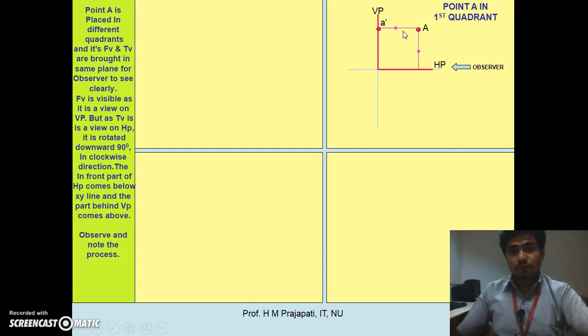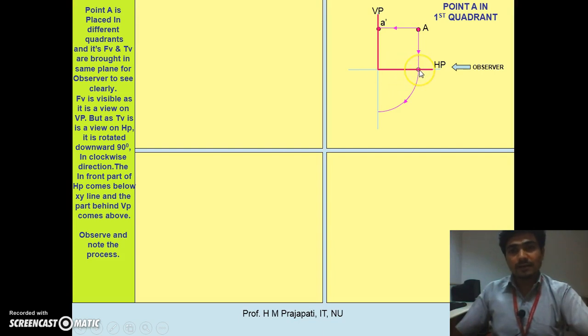Same way, if the observer looks at the object from the top, then this projector, this one is an orthographic projection, is called a projector. So this point A is projected on the horizontal reference plane, and the notation is small a. Now this top view shows the distance of point A with respect to VP, that is, the location of point A in front of VP.